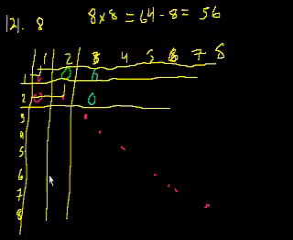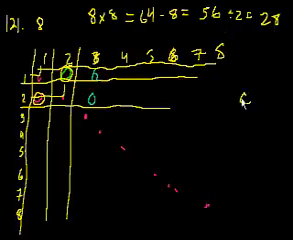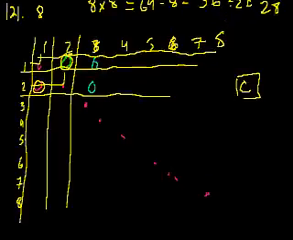56 would give us the number of squares that aren't in the diagonal. But if we counted all of them, we would be double counting. We'd be counting 1 playing 2 up here and 2 playing 1. So we only want to count half of the remaining squares. If you divide this by 2, you get 28. So there'd be a total of 28 games, and that's choice C. Question 122.